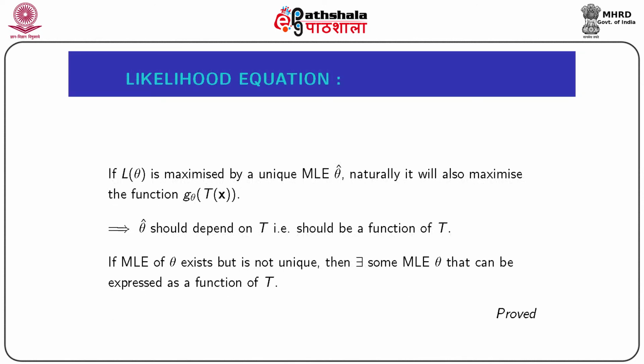If L(theta) is maximized by a unique maximum likelihood estimator theta hat, then naturally it will also maximize the function g_theta(T(x)), because only g_theta(T(x)) involves theta and h(x) is independent of theta. This implies naturally theta hat should depend on the sufficient statistic T, that is, it should be a function of the sufficient statistic T. Similarly, if a maximum likelihood estimator of theta exists but is not unique, then there exists some maximum likelihood estimator theta hat that can be expressed as a function of T.